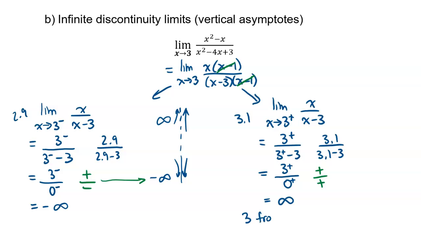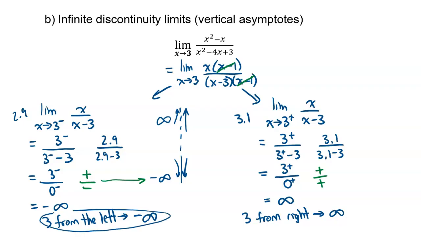Remember, the only options were positive or negative infinity. So what does this mean? Well, it means that as I approach 3 from the right, it approaches infinity. The y value approaches infinity. And as I approach 3 from the left, which I did earlier, that y value is going to approach negative infinity.